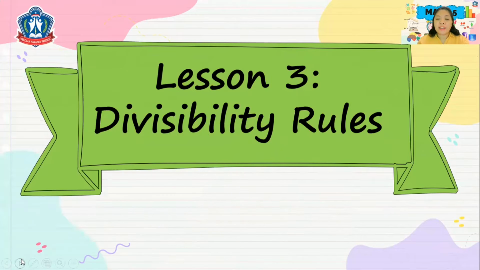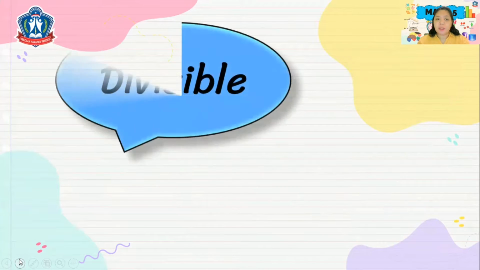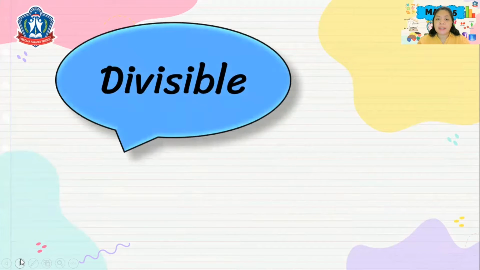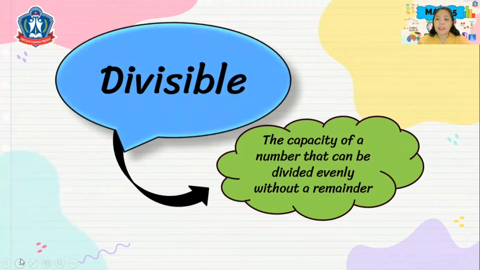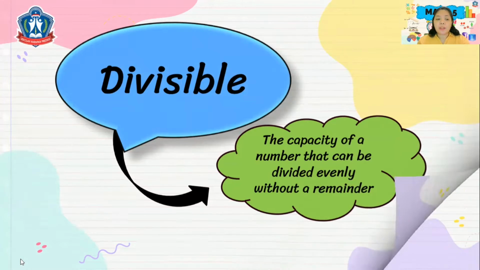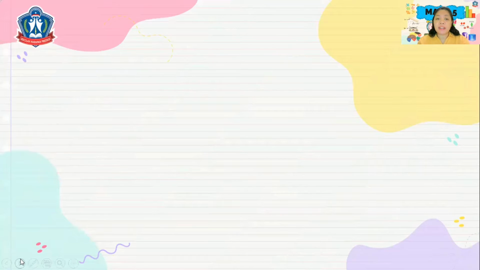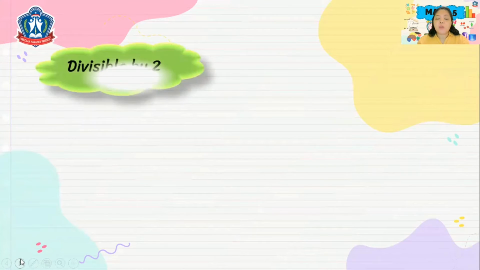Let's start with Lesson 3, Divisibility Rules. Okay, what does it mean to be divisible? Divisible means the ability or capacity of a number to be divided evenly without a remainder. Okay, let's start with numbers that are divisible by 2. So how would we know if a number is divisible by 2?